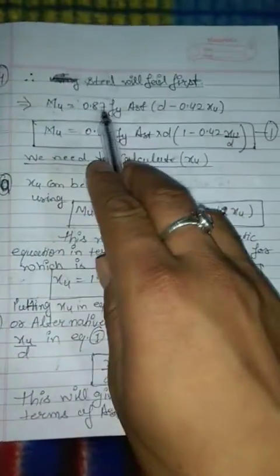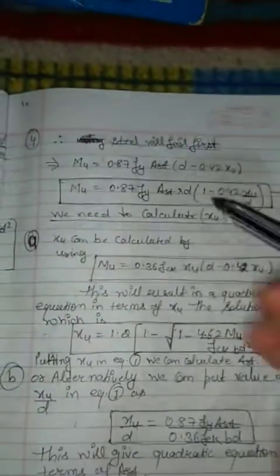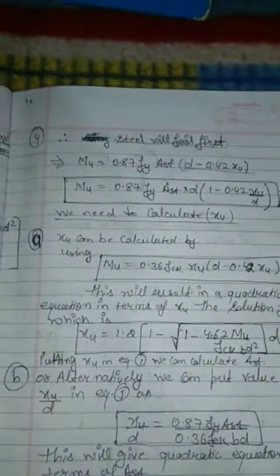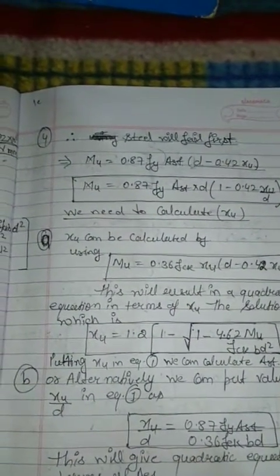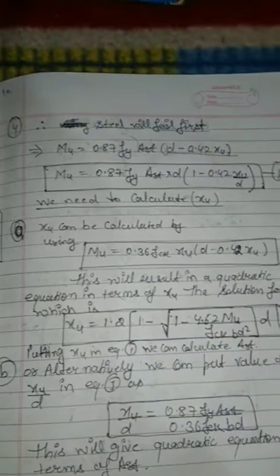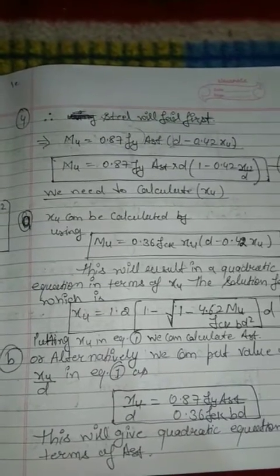Now we'll calculate Mu. Since steel will fail first, Mu will be 0.87 fy Ast (d minus 0.42 xu). This is the formula for Mu for an under reinforced section. Now we'll put the values here. What is this? This is your lever arm, this is the area of the steel, and this is your 0.87 fy. This is the characteristic value of the steel, that is fy, and 0.87 fy comes when we divide fy by 1.15. What is 1.15? It is the partial safety factor for steel.